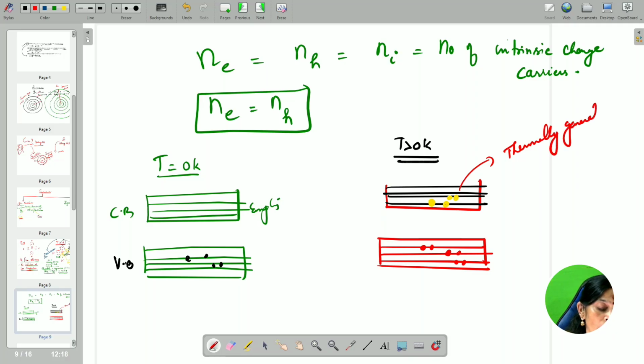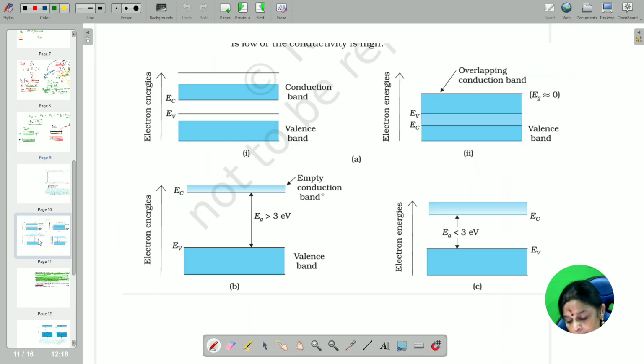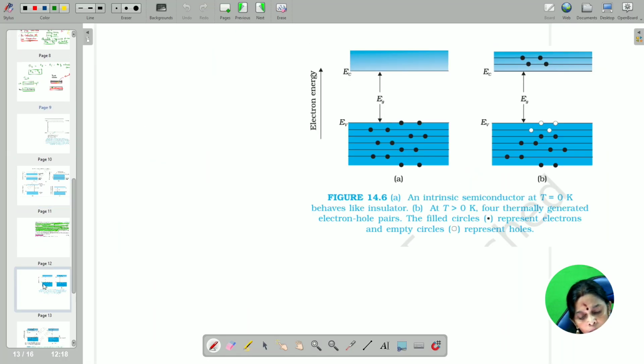Thermally generated electrons go over there, so what happens? The hole will sink down, because wherever the electron has moved up, in that place a hole is created. So a hole is created over here. You can even see the energy band diagram, so you will have a clarity of idea here. Now, intrinsic semiconductor, T greater than 0 Kelvin. How many holes? 4 electrons went up, so 4 holes are created over there.